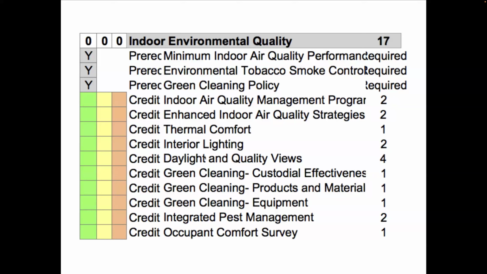So there's lots of different credits. And daylighting and quality of views is a big one. Green cleaning, again, how effective is your custodial staff? What kind of products you're using? What kind of equipment you're using? What kind of pest control do you have? And then last but not least, usually you're doing this occupant comfort survey to kind of inform everything else. So do you do a survey? So there's lots of credits in this one.